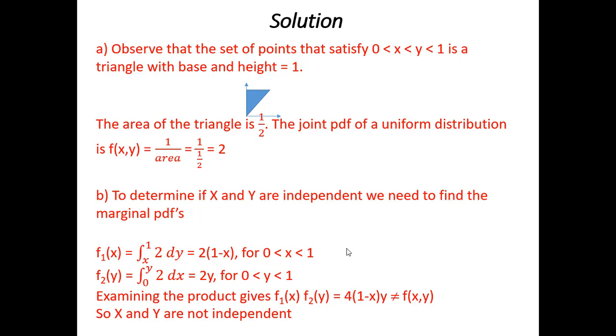The region in the plane would look something like this. It would be a triangle, with this as the base, which has length 1, and this as the height, which also has length 1. If it were the unit square, the area would be 1, but this triangle is half of that. So that's one way to see that the area of the triangle is a half.